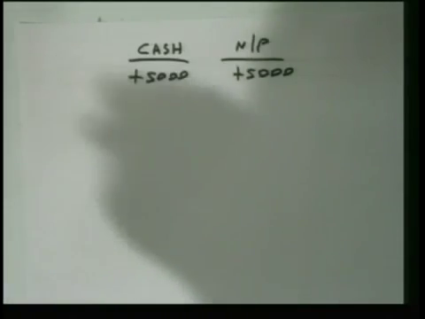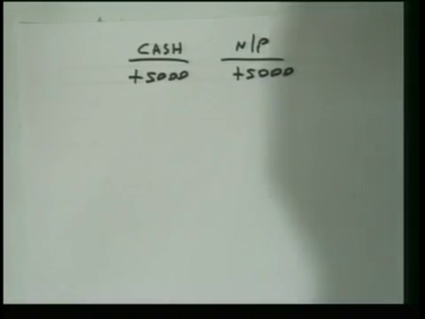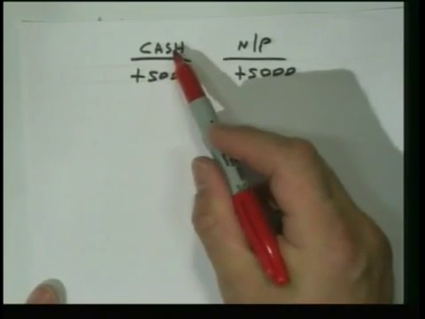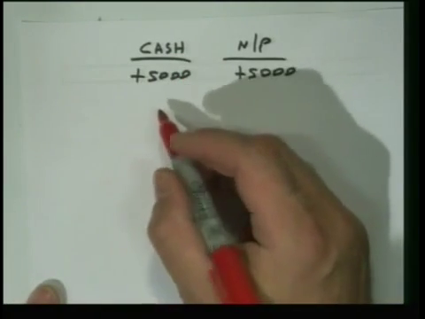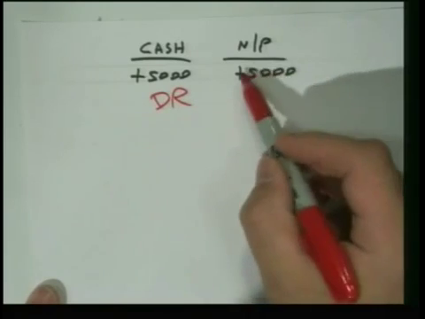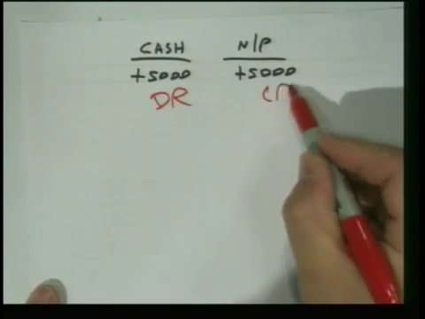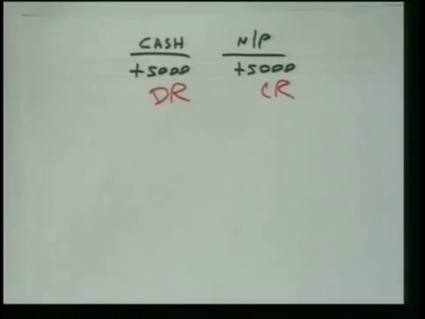Now, to help you transition from that Chapter 1 way to the Chapter 2 and beyond way, kind of think of this like it was Quick Study 2-3. How do you increase cash? You debit it. How do you increase notes payable? You credit it. So now you do your journal entry.